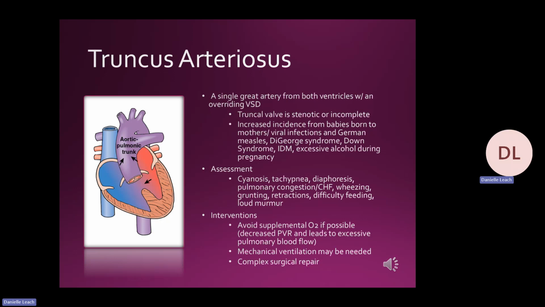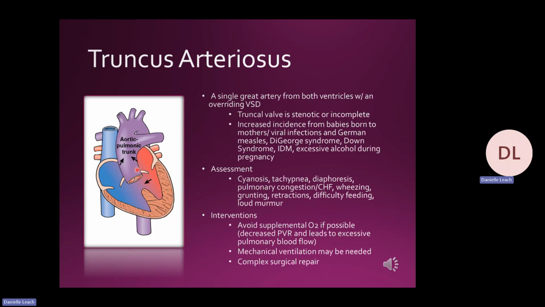Truncus arteriosus. So truncus arteriosus is where we basically have one single great artery or great vessel that is coming from both the left and the right ventricle of the heart. So instead of having a separate aorta and a separate pulmonary artery here, it's just one giant vessel. Usually also the valve here, which they usually just call a truncal valve, is stenotic or incomplete, so it's not working properly.